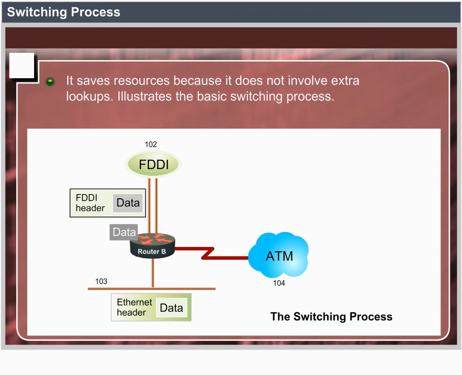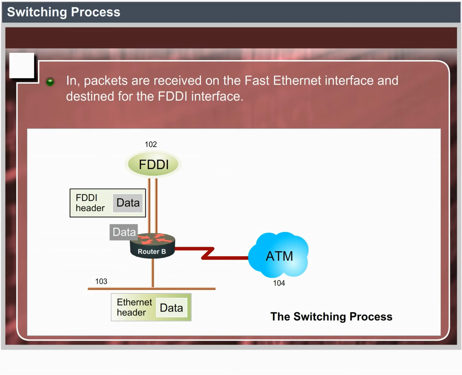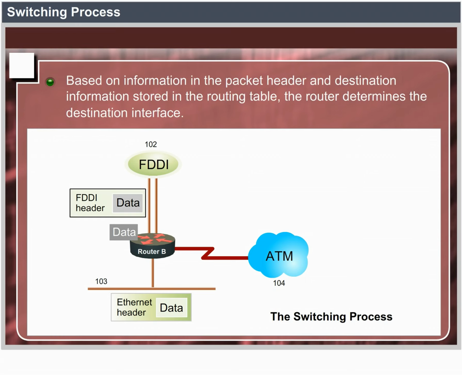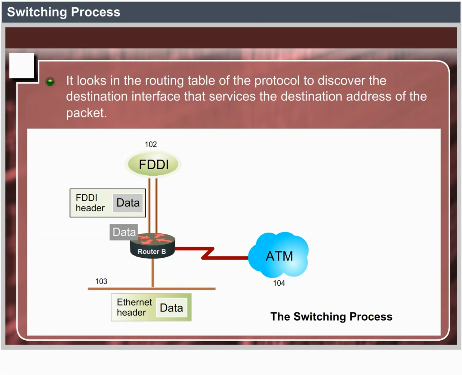Figure 1 illustrates the basic switching process. Packets are received on the Fast Ethernet interface and destined for the FDDI interface. Based on information in the packet header and destination information stored in the routing table, the router determines the destination interface. It looks in the routing table of the protocol to discover the destination interface that services the destination address of the packet.